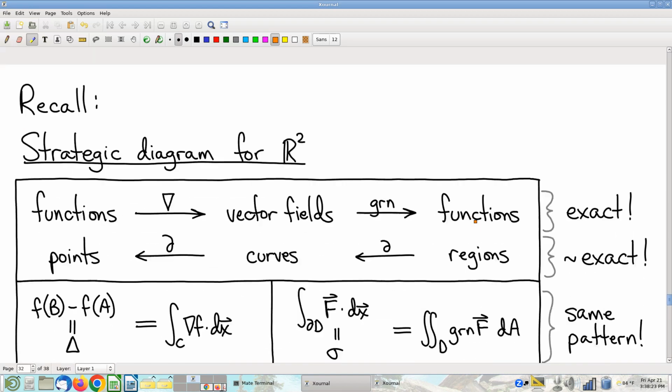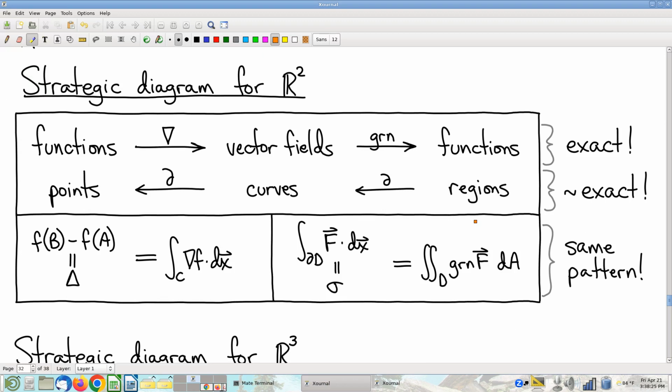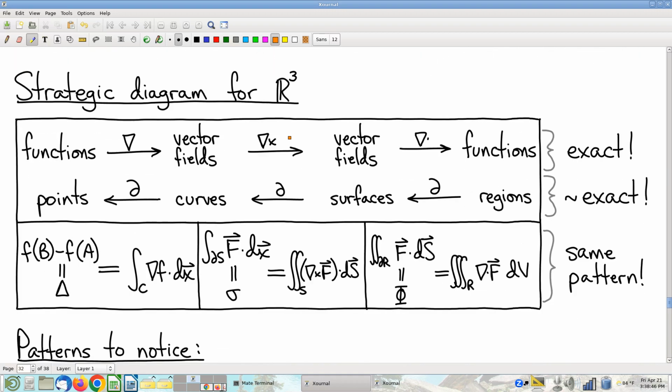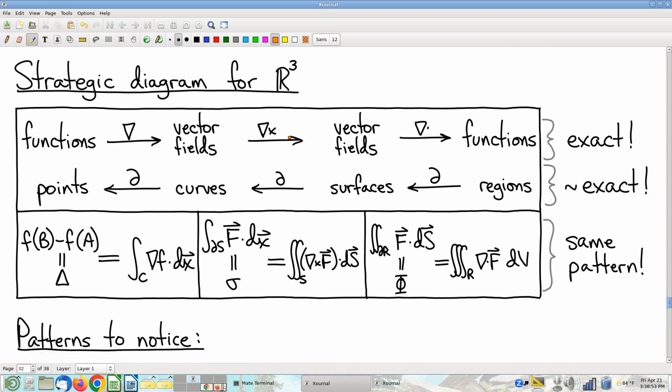So, y'all will recall this, what I like to call a strategic diagram for 2 dimensions. I'm not going to spend much time talking about this because we already have. Just want to remind you that this is there. And here in Chapter 7, of course, we've been spending a bunch of time talking about 3-dimensional vector calculus, and now that we've got all of our tools discussed, we're ready to talk about the 3-dimensional diagram. And here is a version of it. Let me just remind you where this came from.